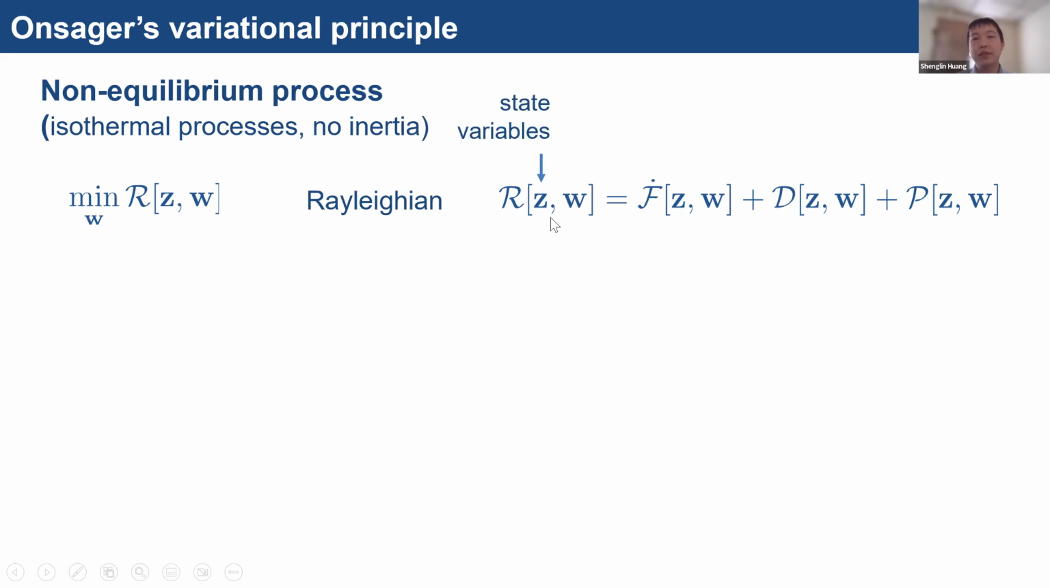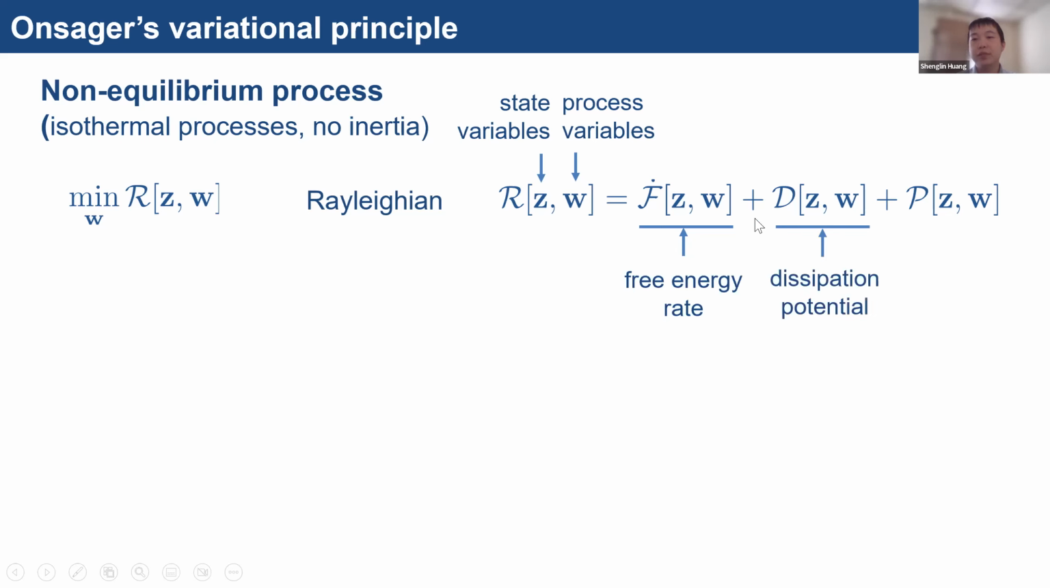So this Rayleighan is a functional of Z and W. Z is called the state variables. It is like the displacement of the system, or the strain, or the concentration of the diffusive system. So it is like a snapshot for the system. And the process means the rate or the change between each snapshot, such as the velocity field, the strain rate, or the flux.